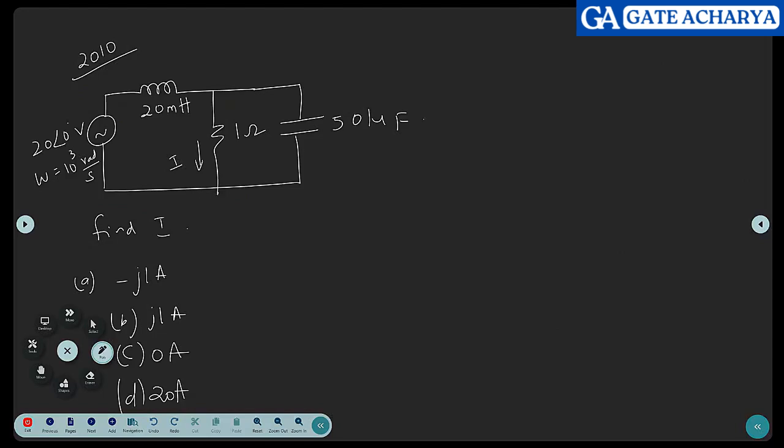Where will you start this? Only one thing is there, as we said, KCL. Write KCL at this node, let us say the Vx node. It's all right. You will get the answer.